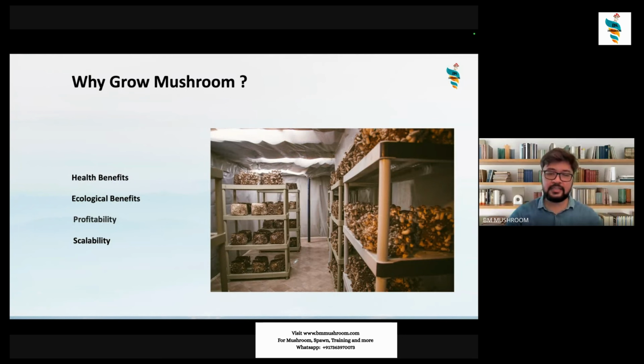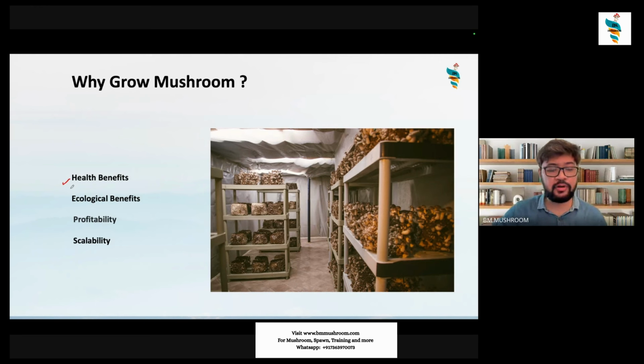So the question is, why grow mushroom? What's the need of growing mushroom, and why is it in trend now, and why is it becoming popular each and every day? Day by day, we are hearing that new startups are booming. People are quitting their jobs, coming back from abroad, starting their own startups. So why? See, there are several things which are inspiring growers.